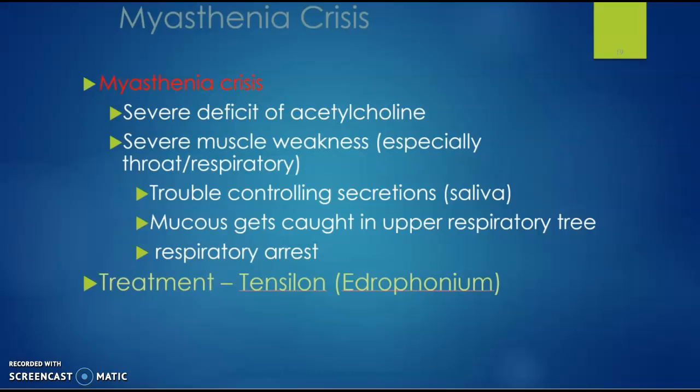Make yourself some notes side by side about these two crises that occur with myasthenia. There's myasthenic crisis, and then there's cholinergic crisis, two opposite ends of the spectrum. With myasthenic crisis, you have severe deficit of acetylcholine and severe muscle weakness, especially with the throat and respiratory. The patient may have trouble controlling secretions, saliva, mucus can get caught in the upper airway, and they can go into respiratory arrest.